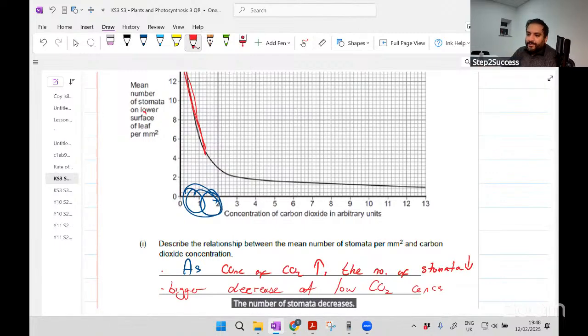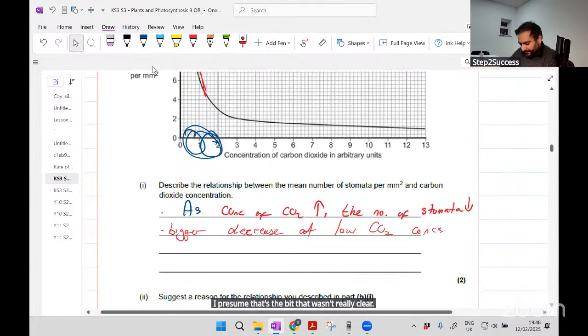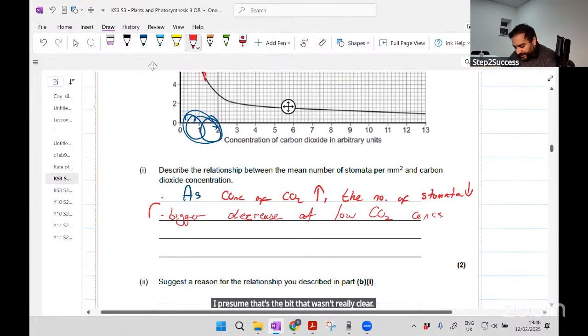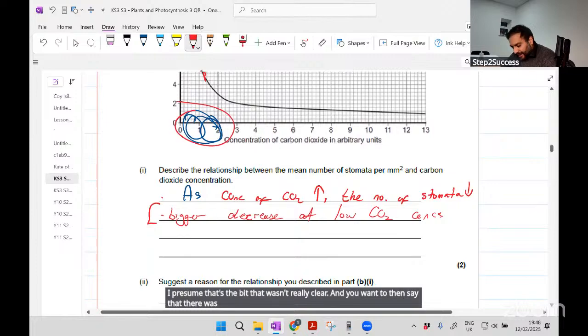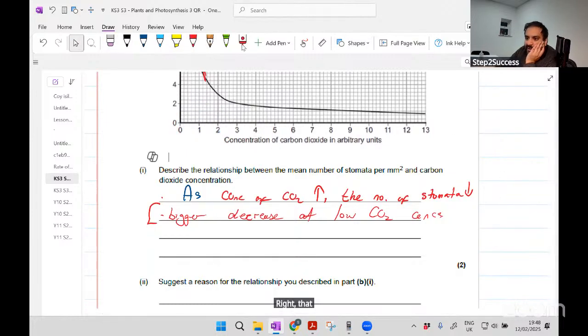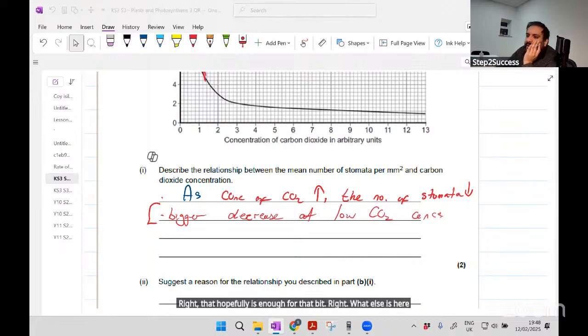I presume that's the bit that wasn't very clear. And you want to then say that there was a bigger decrease at lower CO2 concentrations. Right, hopefully that is enough for that bit. Right, what else is here? Right, let me see. Okay.